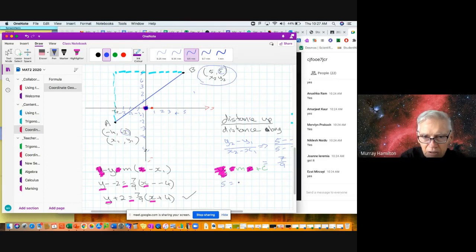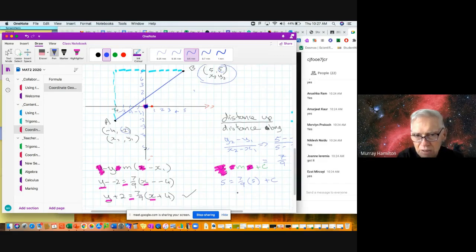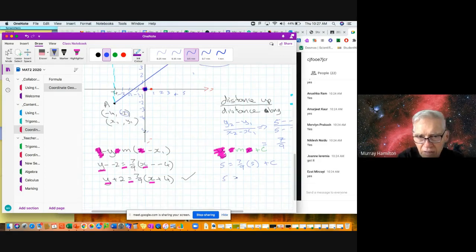The y value is 5. The gradient is 7/9 times 5 plus c. Now we have to work out what the c value is. So that is 5 equals 35/9. Remember, we multiply only the top part of our fractions, plus c.